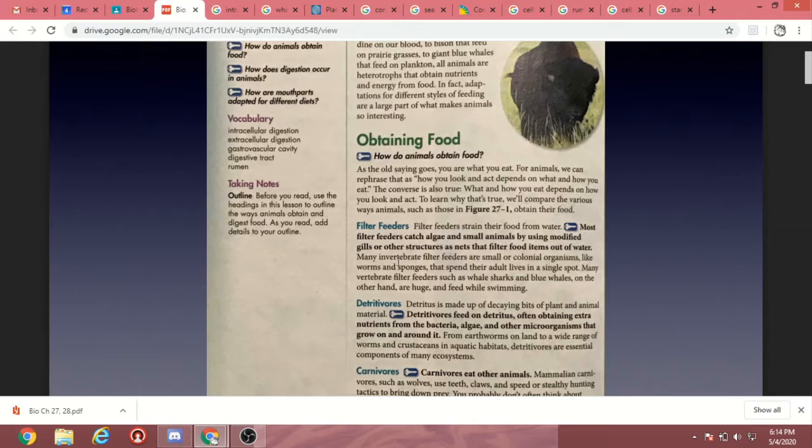Now check this out. There's 2 types here. Invertebrate filter feeders. The invertebrates are the phyla of animals that don't have a vertebrate, so they're a little less complex animals. Your invertebrate filter feeders are small. They're usually colonial organisms. They live in colonies like worms or sponges, and they spend their adult lives in a single spot, and they just sit there and filter stuff. While vertebrate filter feeders, such as whale sharks and blue whales, some of the largest organisms on Earth, are huge, and they also use filter feeding. So just because you're a filter feeder doesn't mean you're small or large. You can go both ways.